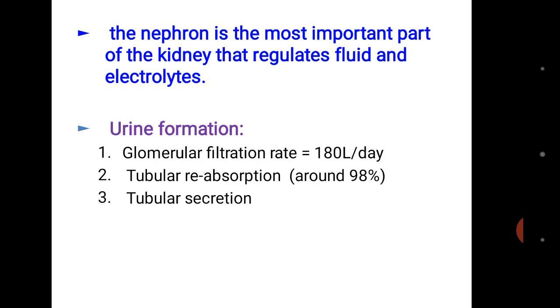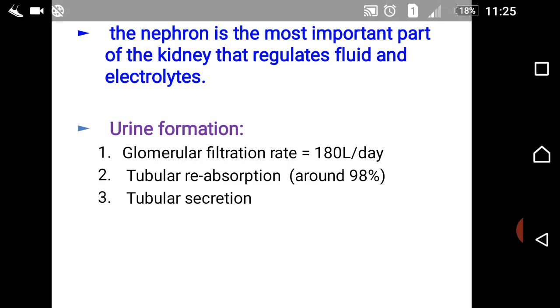You all know the nephron is the most important part of the kidney that regulates fluid and electrolytes. Urine formation occurs in 3 steps. One is glomerular filtration rate, which is usually 180 liters per day. Then tubular reabsorption: around 98% of whatever is filtered through the glomerulus gets reabsorbed, and the remaining 2% is excreted into the urine through the tubular secretion process.